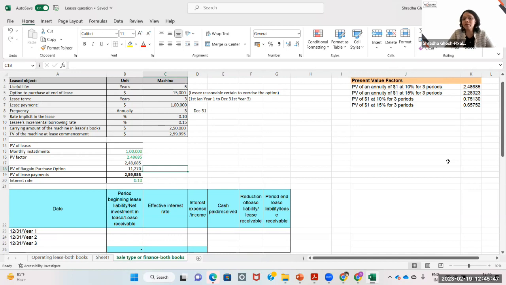Okay, so we'll work out the effective interest method, guys. Who wants to do it with me? Okay, Jasmeet, your hand is raised. Tell me. You don't have this sheet, right?